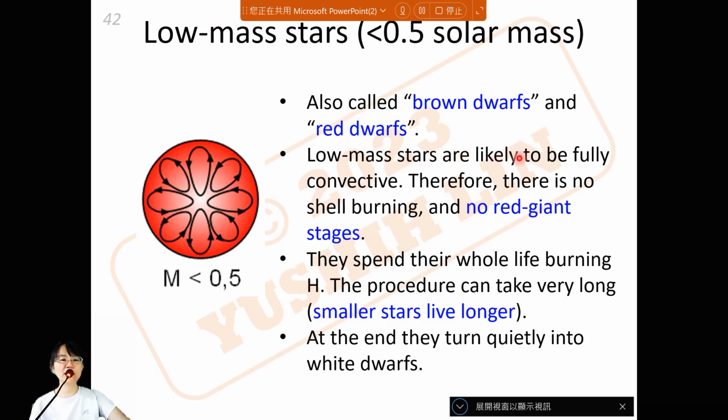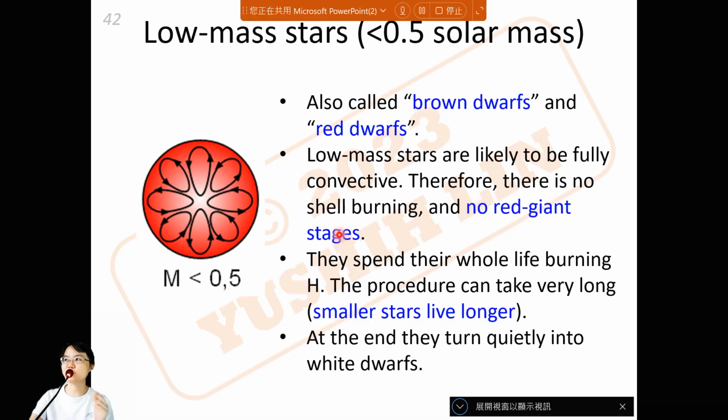The low mass stars are likely to be fully convective. It's a little bit like if the pond is very small, then it's very likely that it can be fully convective. But if the pond is very large, the pond can be layered. And this star is very small, so it's fully convective, like this. There's barely any layer inside the star. Therefore, there is no shell burning. Because there is no shell burning, there is no red giant stage.